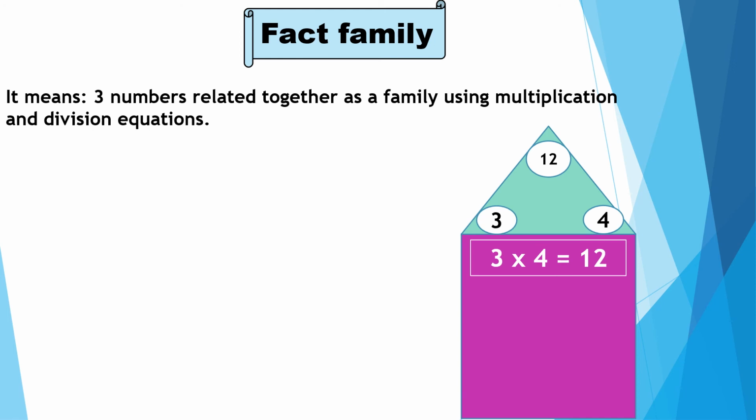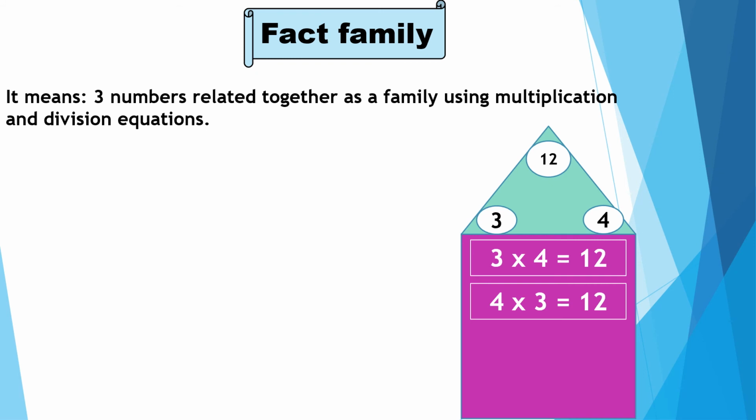With these three numbers. We studied it before and we called it commutative property. So we said in the first 3 times 4, we will say now 4 times 3 equals 12. So we have here two multiplication equations. We will have now two division equations.